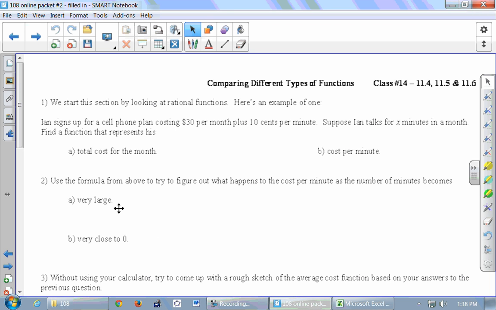Number 1, we start this section by looking at rational functions. Here's an example of one. Ian signs up for a cell phone plan costing $30 per month plus 10 cents per minute. Suppose Ian talks for x minutes in a month. Find a function that represents his A, total cost for the month, B, cost per minute. Pause the video and see if you can fill in those two blanks.